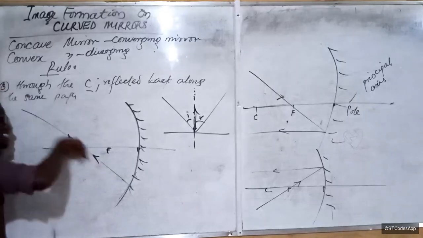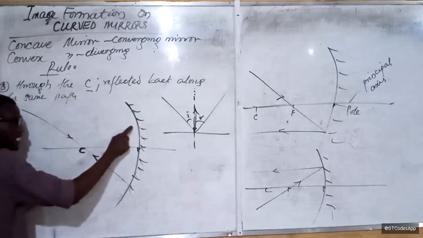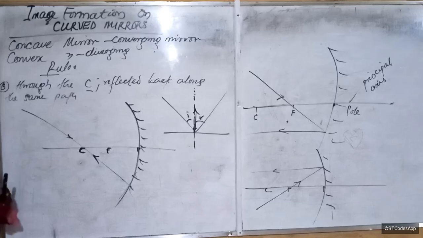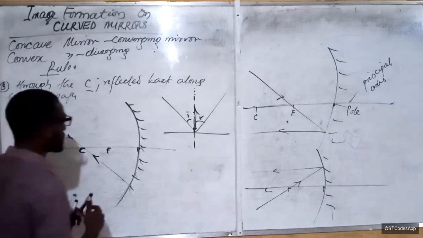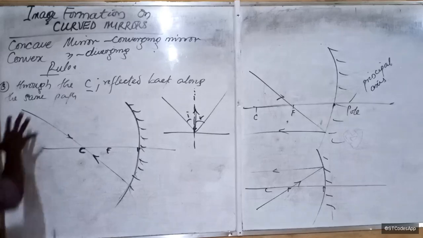So a ray of light passing through the center of curvature is incident normally on the plane of the mirror. It is incident normally on the plane of the mirror, and I hope that is clear. That is the rule.